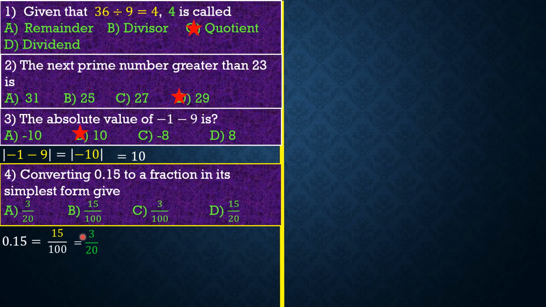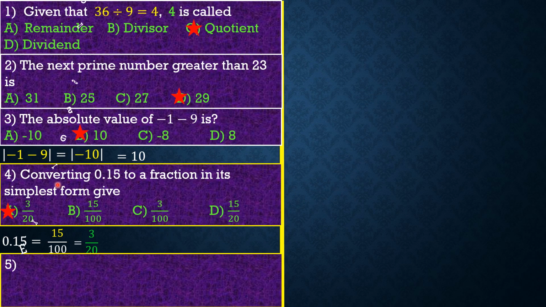Great. So guys, you notice that 15 over 100 was among the options, right? It is good, but it has not been expressed in its simplest form because there is something that can still divide. So we have to divide it to get our final answer. So guys, option A is the correct answer.